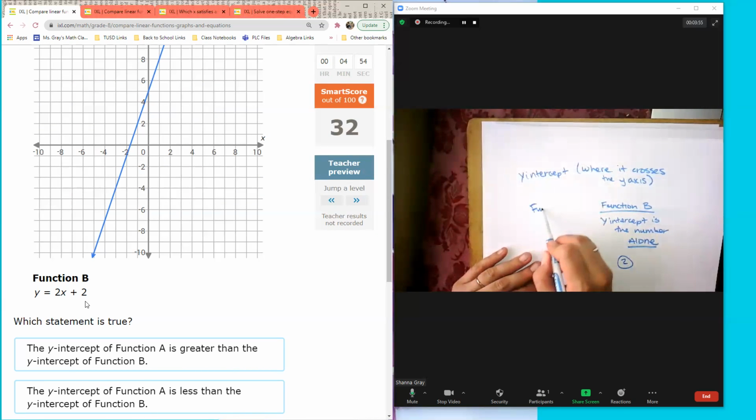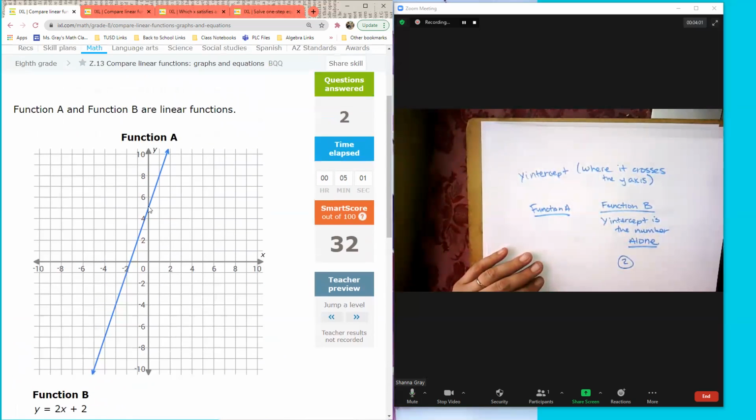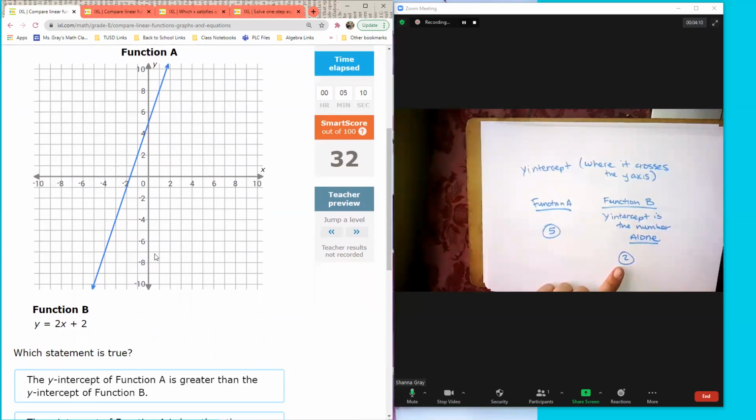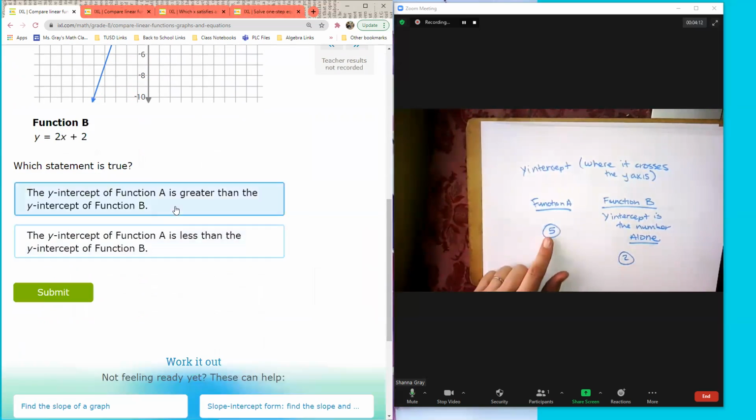And so then if I look over at A, for function A, since that's a picture, literally I'm just looking to see where does it cross the y-axis, which is here in the middle here at 5. So my y-intercept for A is 5 and my y-intercept for B is 2, which means that if I'm comparing which one's bigger, the y-intercept of A is bigger than B.